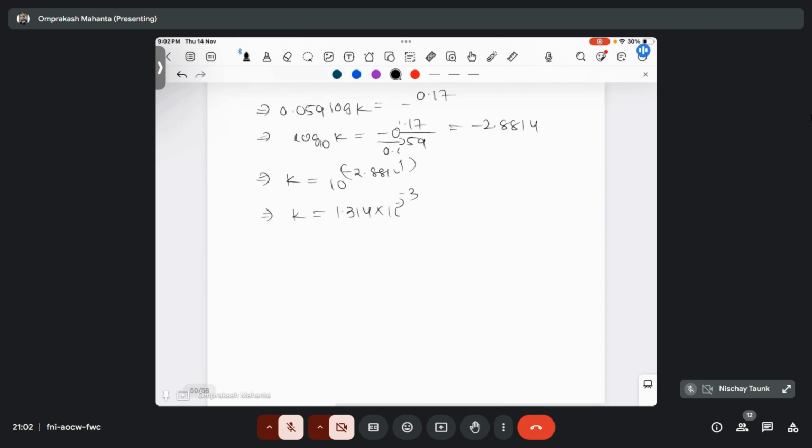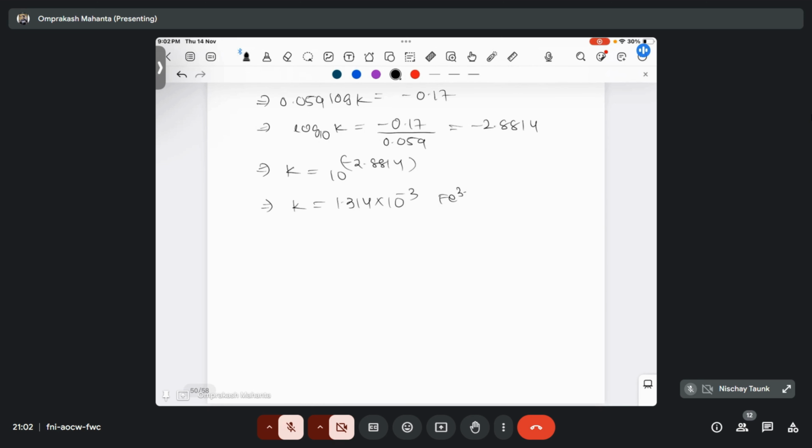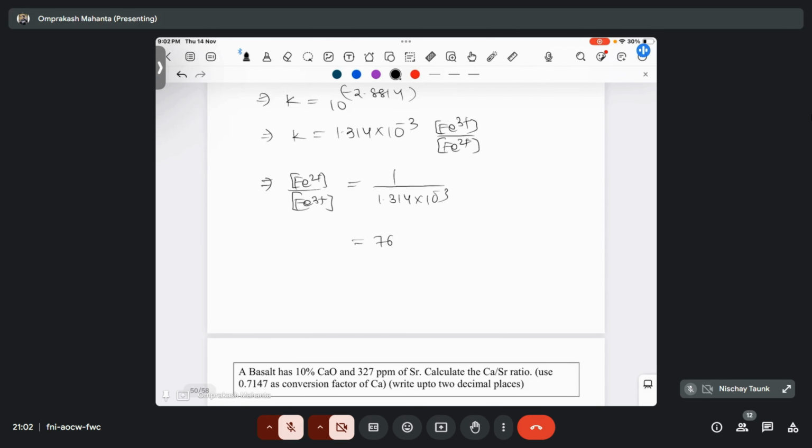This value is your Fe3+ by Fe2+, but we need the value of Fe2+ by Fe3+. Then it will be the inverse of it only, that is 1 by 1.314 into 10 to the power minus 3, right? So 1 by that will be 760.94. Okay, this will be your answer.